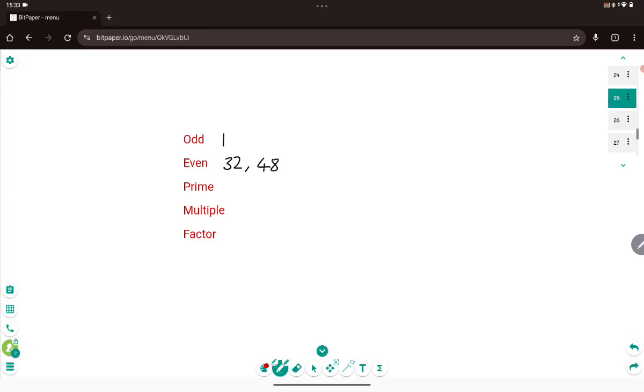So, for example, 13. Okay, so what's a prime number? A prime number has exactly two factors. Oh, maybe we should look at multiple and factor first and then come back to prime.